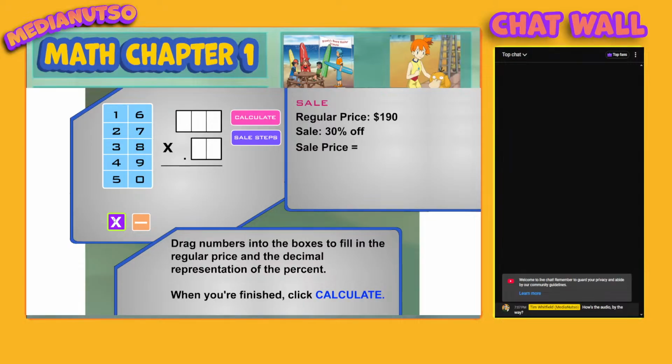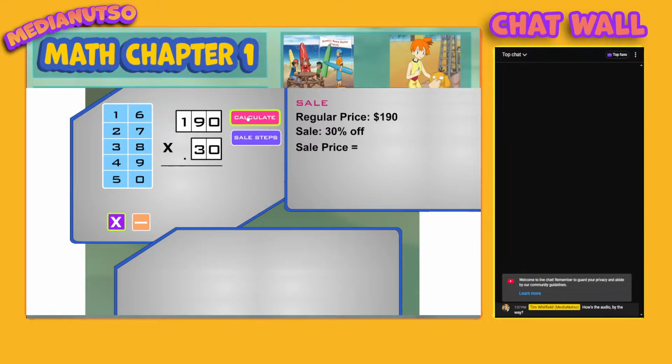Now, drag numbers into the boxes to fill in the regular price and the decimal representation of the percent. When you're finished, click Calculate. Good job! Yeah! 30% of 190 is 57.